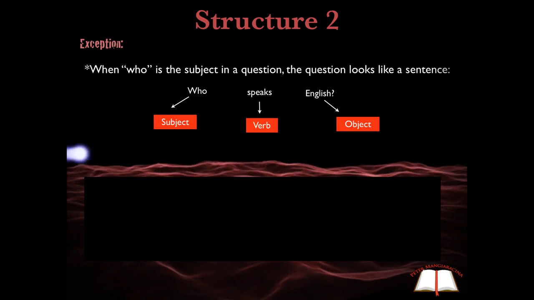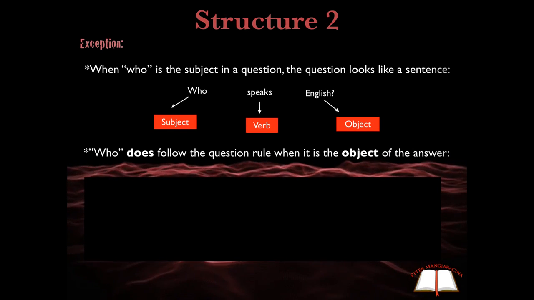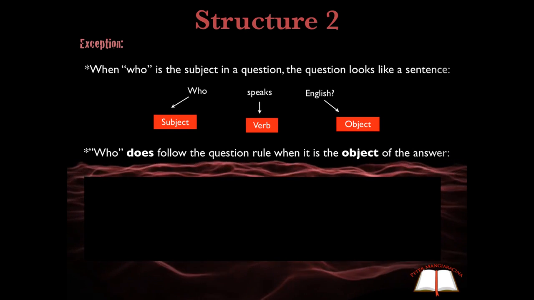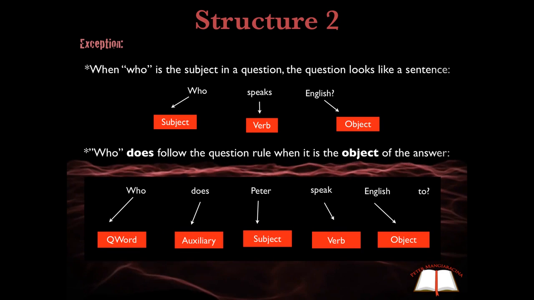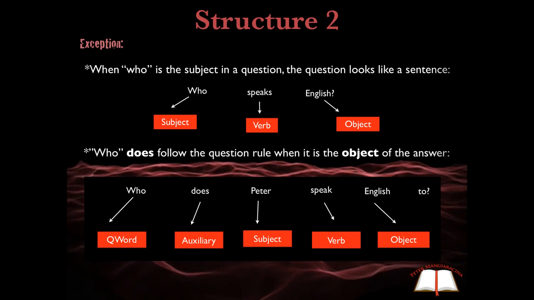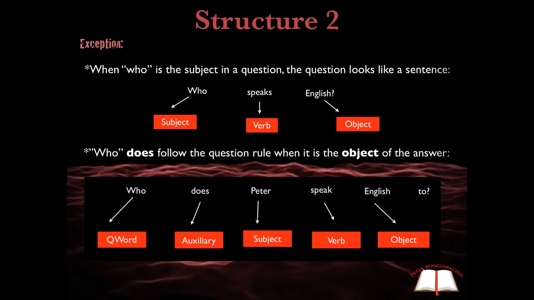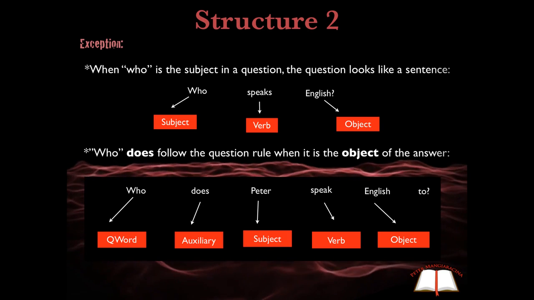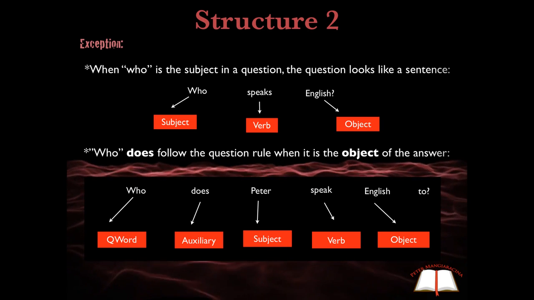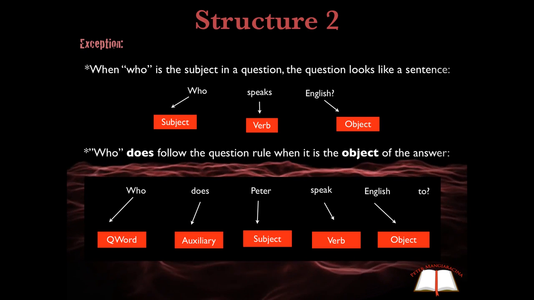But who does follow the question rule when it is the object of the answer. Take a look at this. Now, in this particular question, who is not the subject of the answer. Who is the object, because your subject is Peter. Who does Peter speak English to? The answer would be Peter speaks English to the residents.